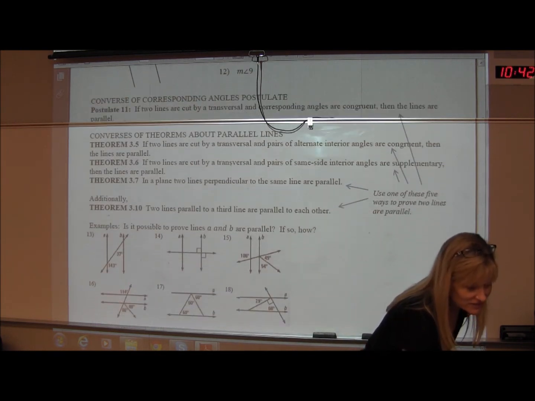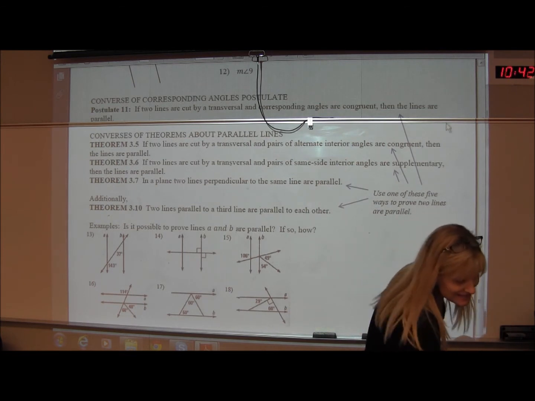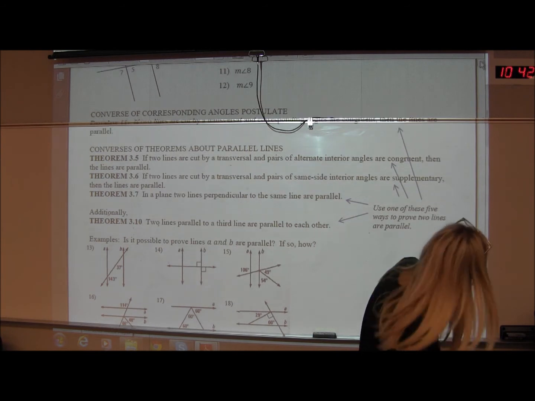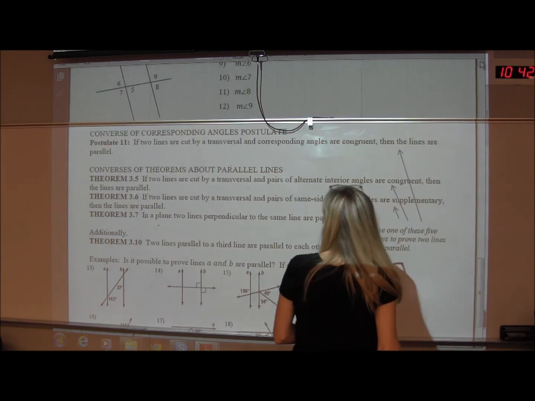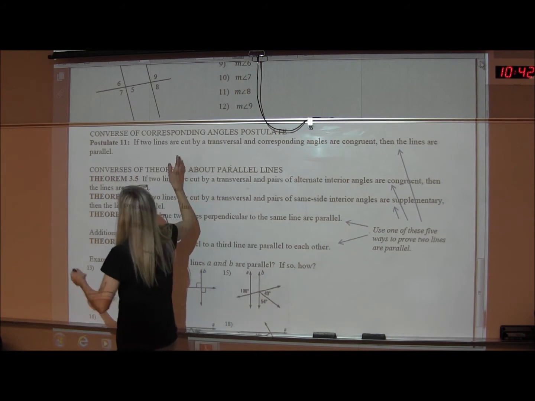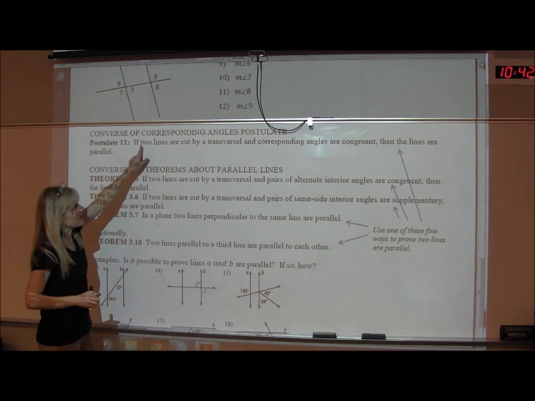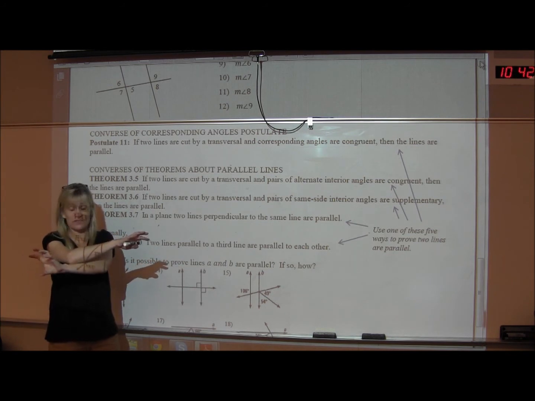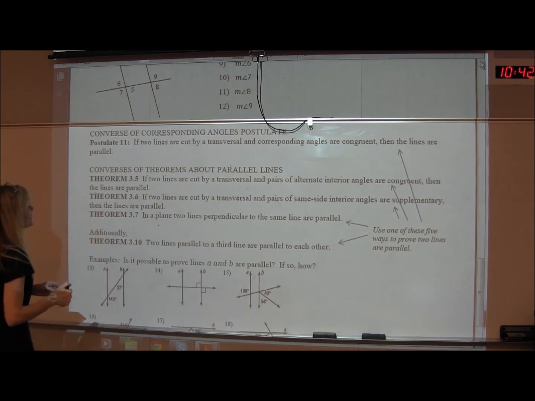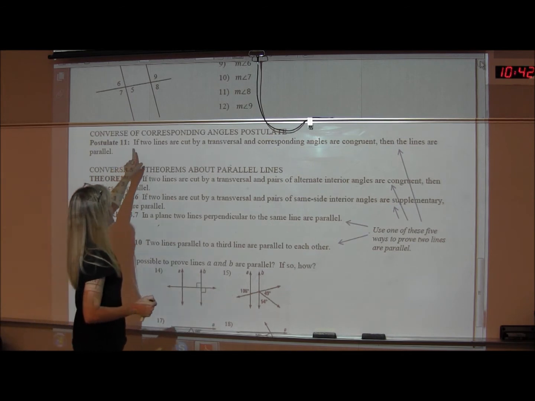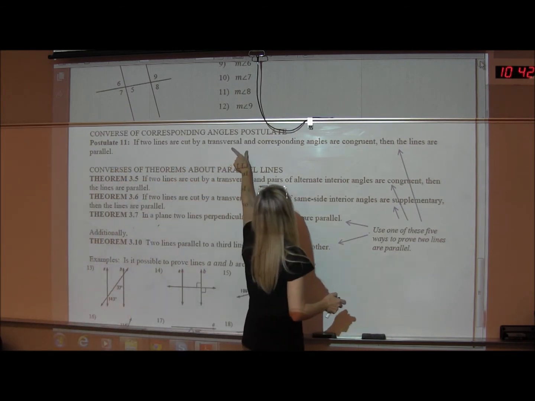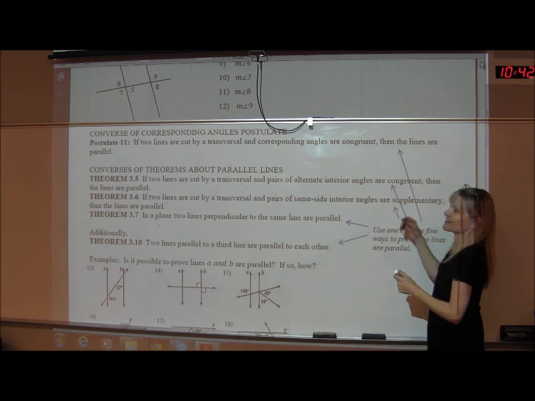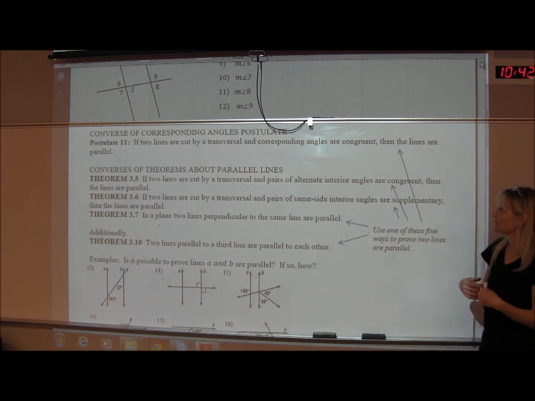We get to the converse, and this is where we can start proving two lines are parallel. Okay, so first of all, we have the converse of postulate 10. You remember what a converse is? We've got our if and then, and we exchange them. So the hypothesis and the conclusion get exchanged. So now we're saying if two lines are cut by a transversal and the corresponding angles are congruent, then the lines are parallel. So we can work backwards.